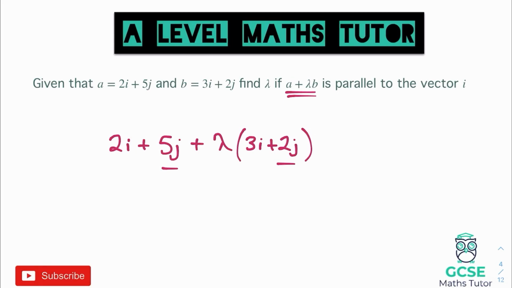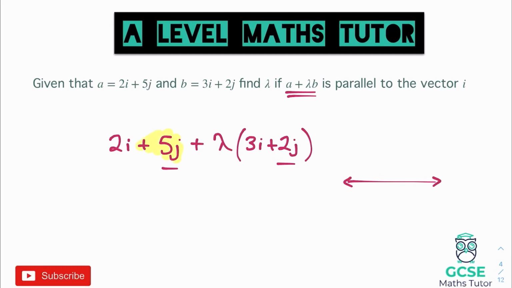Obviously we could have a fractional amount in place of that lambda symbol. So thinking about what we need here, we need it to be parallel to the vector i. Now if it's going to be parallel to i, meaning it's only going to move left or right, then we can't have any movements going up or down. So we need these j's to completely disappear. And at the moment we've got 5j over on the left here.